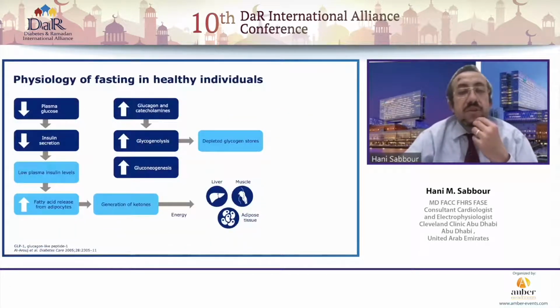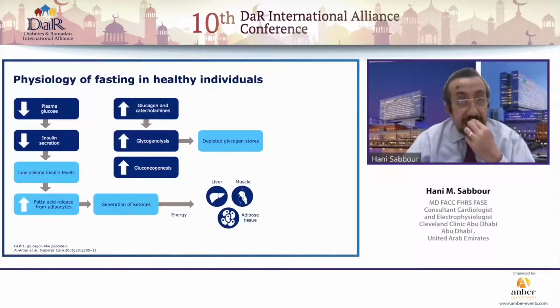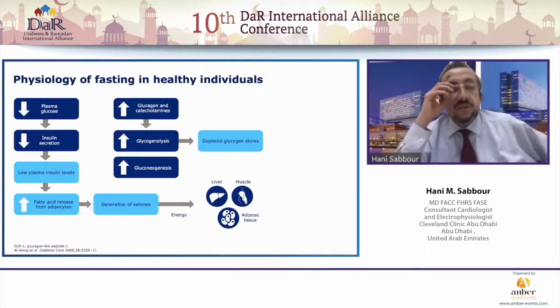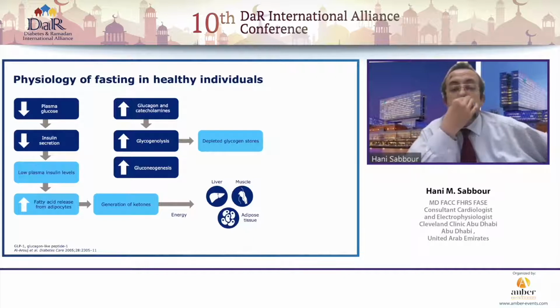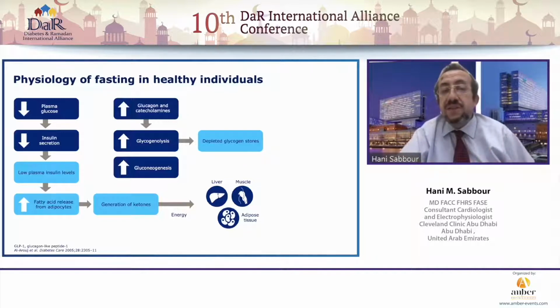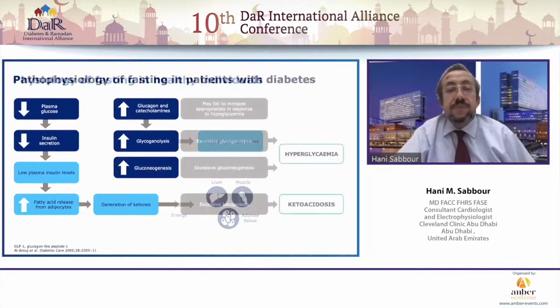So one of the important points that we wanted to talk about is the difference in the physiology of fasting between healthy and diabetic patients. So clearly we will have in the healthy patient low plasma glucose, which leads to reduced insulin secretion. There's going to be fatty acid release from the adipocytes with generation of ketones that go into the liver, muscle, and adipose tissue. There's going to be increased glucagon and catecholamines, more gluconeogenesis and glycogenolysis, which depletes the glycogen stores.